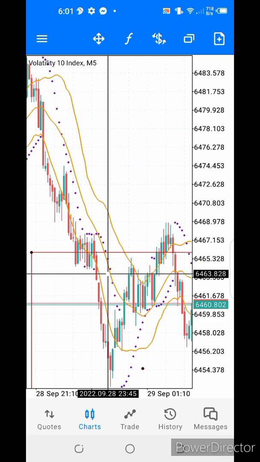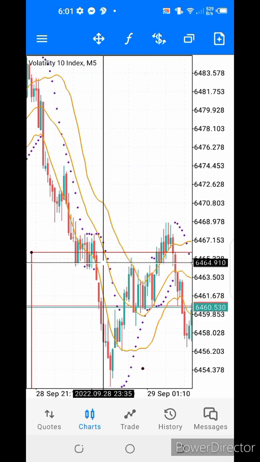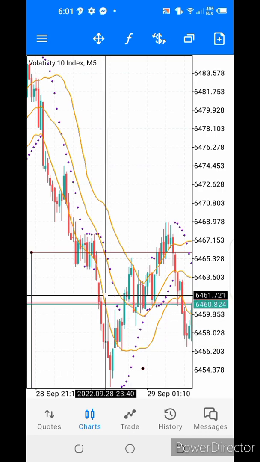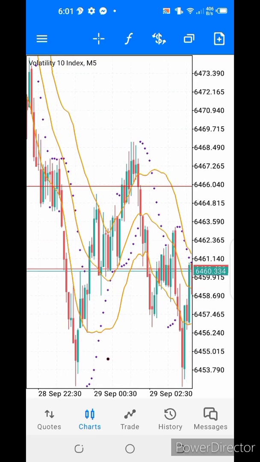We have a pullback, then the market continues to sell to give us a sell signal. What do you do? You take this short, you enter. The market came down, you won.